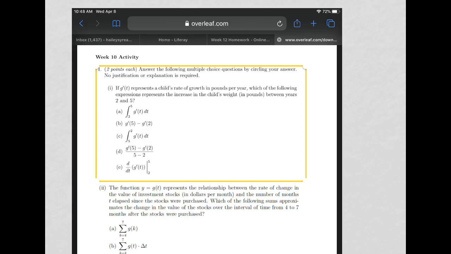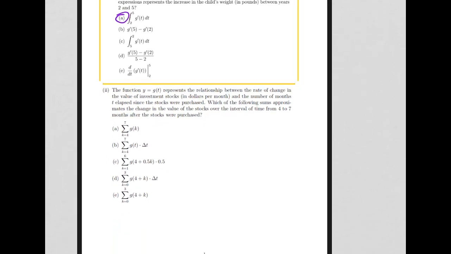So we're going to want either A or C, because we want that fundamental theorem of calculus. And we're going from 2 to 5, not 5 to 2. And so A is our answer. Just straight up, that's it. And now let's look at the next guy.